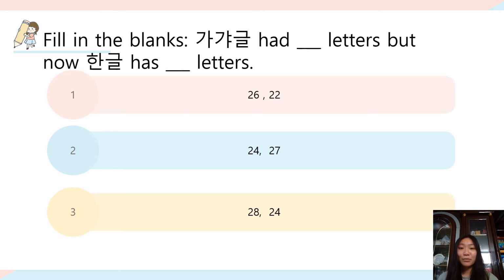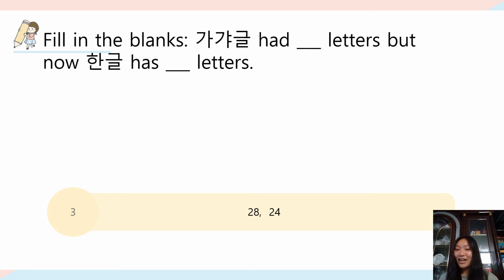Now let's try filling in the blank. Kagyagul had blank letters, but now Hangul has blank letters. Let's see how well you remember. I'll give you 5 seconds for this. Did you write down your answer? And did you get 28 and 24? If you did, good job! You were paying really close attention to our lesson today. Make sure you write down your answers as we go on.